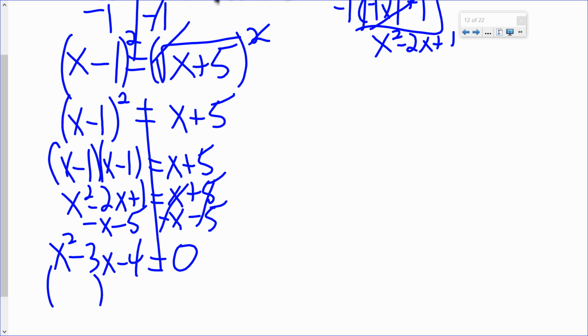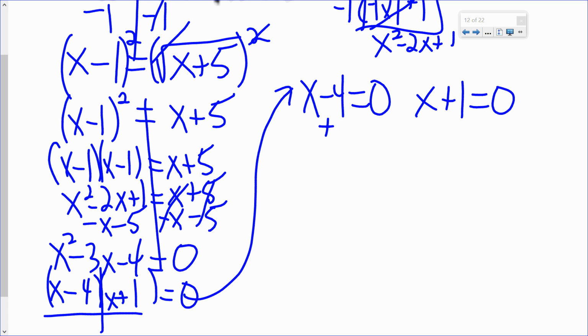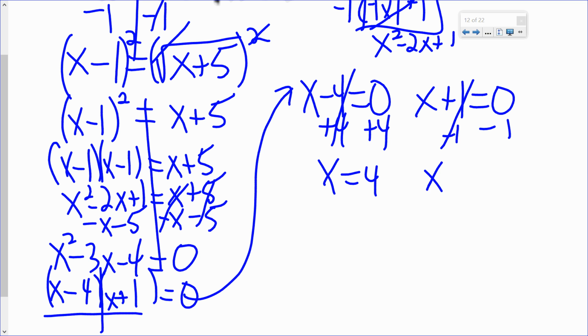From there, I factor. First sign comes down. Negative and a negative is a positive. What multiplies to 4 subtracts to 3? 4 and 1. Set each factor equal to 0. Solve each of them for x. I get x equals 4 and x equals negative 1.